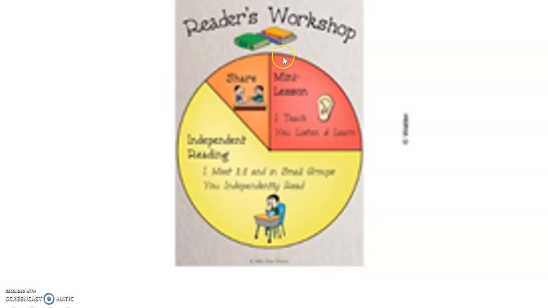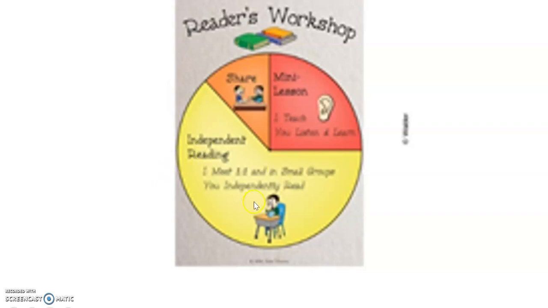So our mini lesson today is me showing you this chart and showing you how workshop model is going to work. So we have a mini lesson, which is going to be about 10 to 15 minutes. Then we're going to have this huge yellow chunk of time, and that's called your independent time. That means you are working by yourself. You're practicing your reading. Maybe you're working on some writing. Maybe you're on Headsprout, or you're reading some digital books.